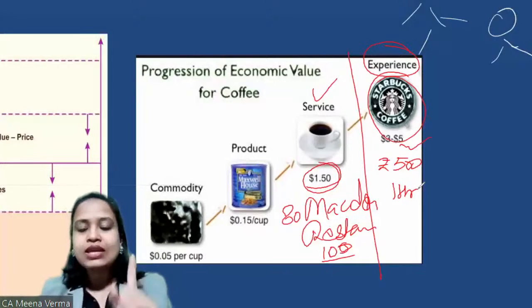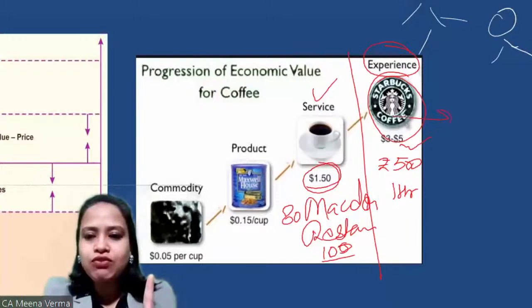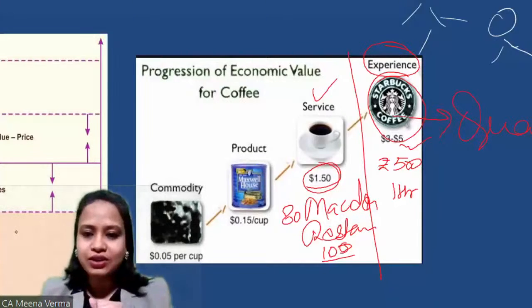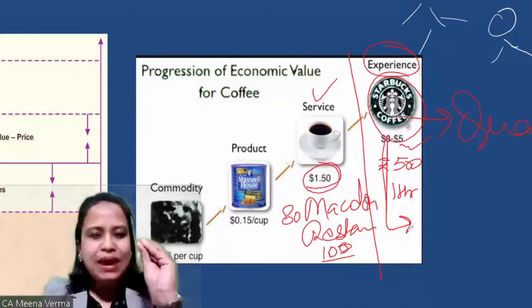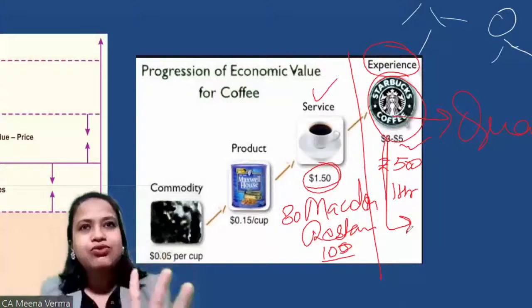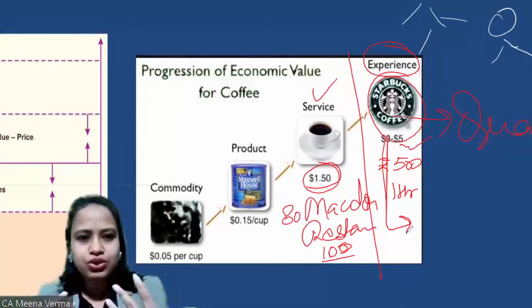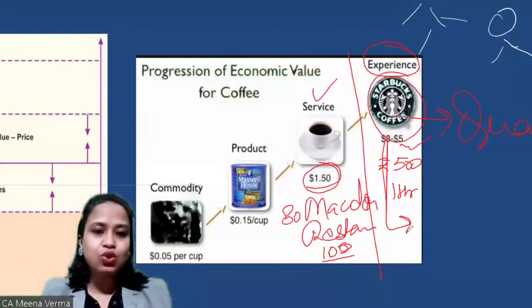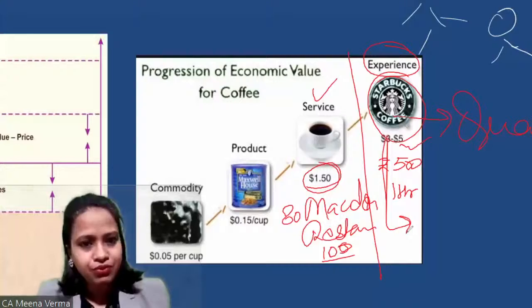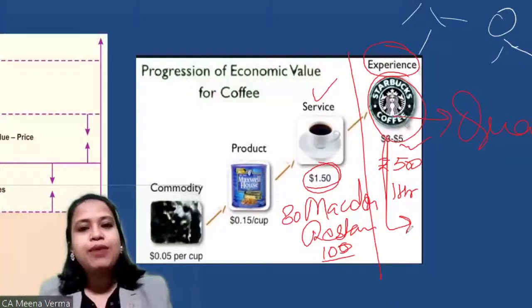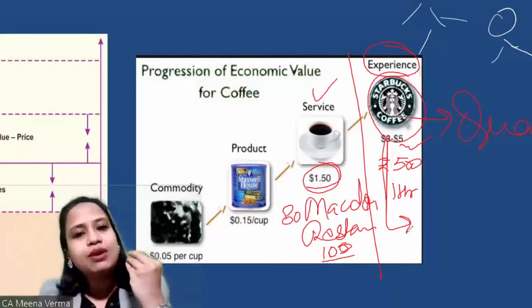How? Because they don't just consider the quality of the coffee. They don't just want to provide you the best quality of coffee. No, they want to give you the best aura, the best ambience. If you go to Starbucks, you will find that the music is so good, the aroma is so good, the sitting arrangement is so good. Everything is so perfect that the time you spend in Starbucks will become unforgettable. They will give you some experience.